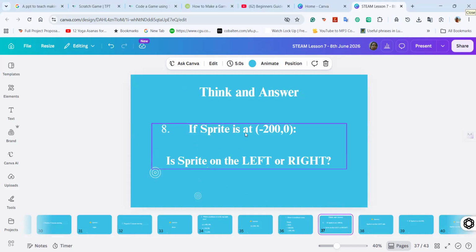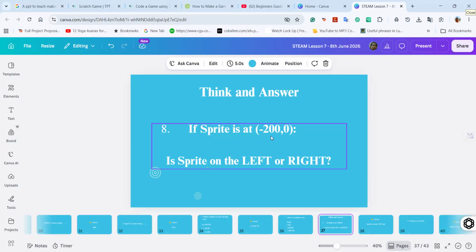Okay. So now think, its sprite is at minus 200 and 0. So first you remember, minus 200 is on which axis? X-axis or Y-axis? Write it on the chat. Zora, you're wrong again. Minus 200 is the first number. So the first number is always on X-axis. Yes, it's on the X-axis.